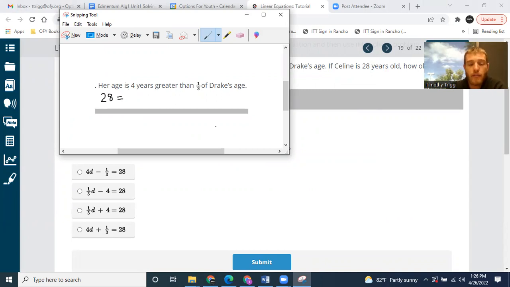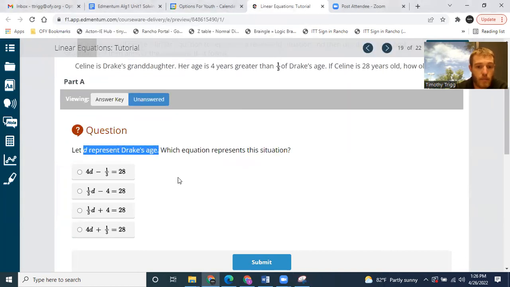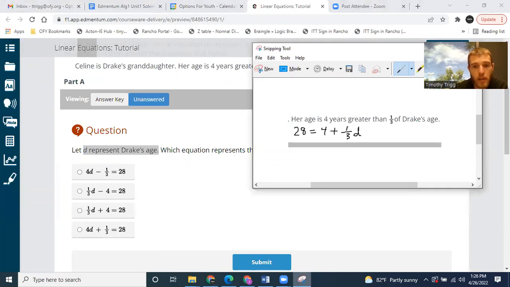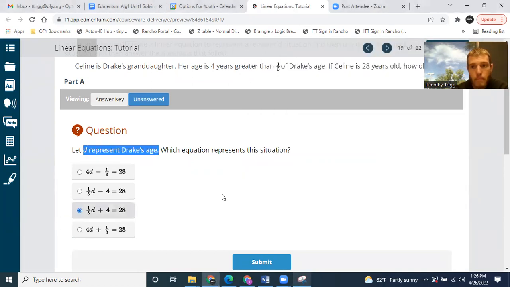So when you're changing from words to a mathematical statement, the word "is" is oftentimes gonna be where your equals is, or "are," right? Okay, 4 years greater than, so 4 years more than, 1/3 of Drake's age. Drake's age is D, we're saying, right? That D represents Drake's age. So this is our equation, 28 equals 4 plus 1/3 D. Here they put the 28 on the right side of the equation. That doesn't matter, okay?